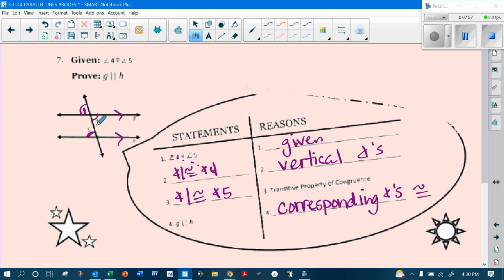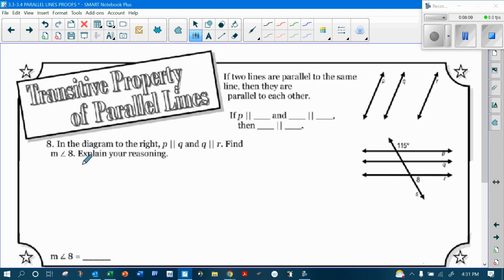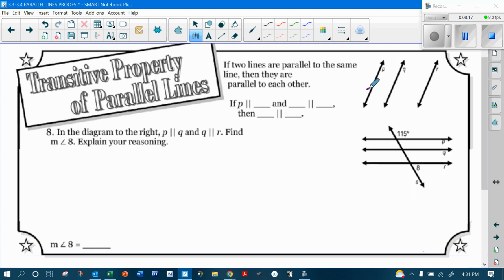So basically, take what's given, what we know. They'll never tell you this part because they're going to expect that you know vertical angles. So remember, draw an X, you get vertical angles. All right. There's also a transitive property of parallel lines, meaning if P is parallel to Q, and Q is parallel to R, then P is parallel to R. Okay, same thing. It works the same exact way, all right?